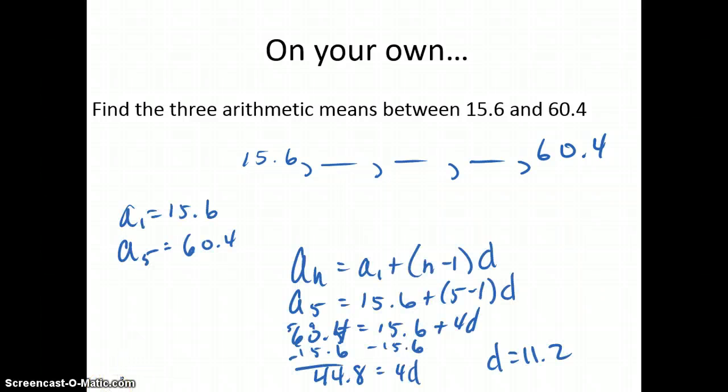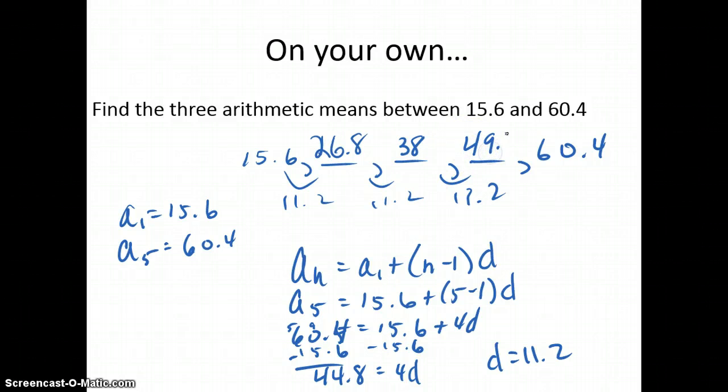Here's my work, much like the last problem. And all I'm going to do now, once I've found the common difference, is take it one step further and find these 3 numbers. So I'm going to add 11.2 each time in order to find my missing numbers. So I end up with 26.8, 38, 49.2, and then a great double check, you should be 100% sure if this is right, is you add 11.2 and you should get to 60.4, and you do.